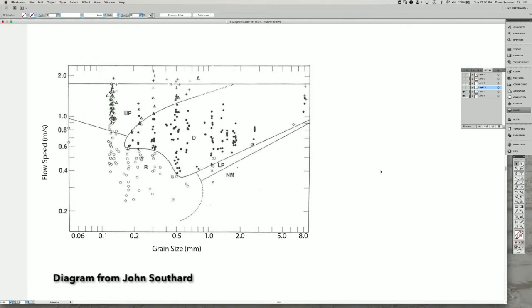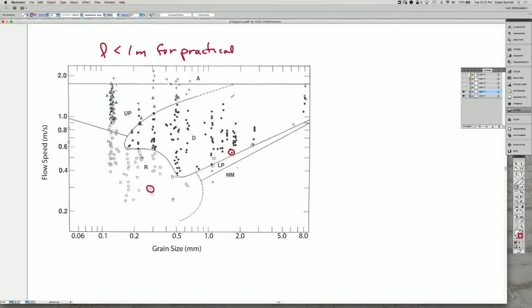So the sequence of sedimentary structures also varies with grain size, and that's because the grains respond differently in the different flows. Each one of these symbols right here represents an experiment in a flume with a specific flow speed and a specific flow depth. Almost always the flow depth is less than 1 meter for practical reasons. Okay, but we know that the flow depth and the flow speed both matter for sediment transport.